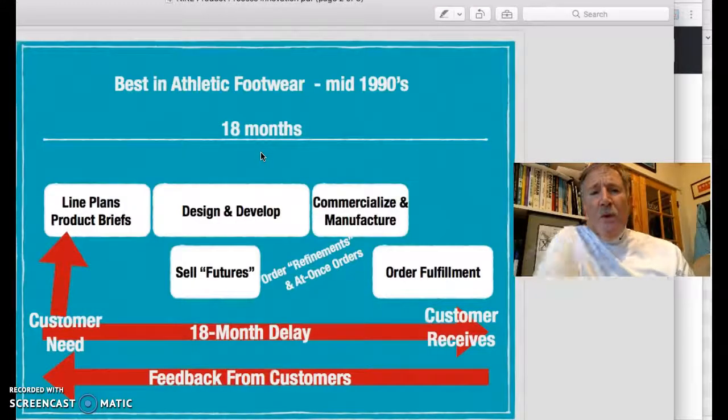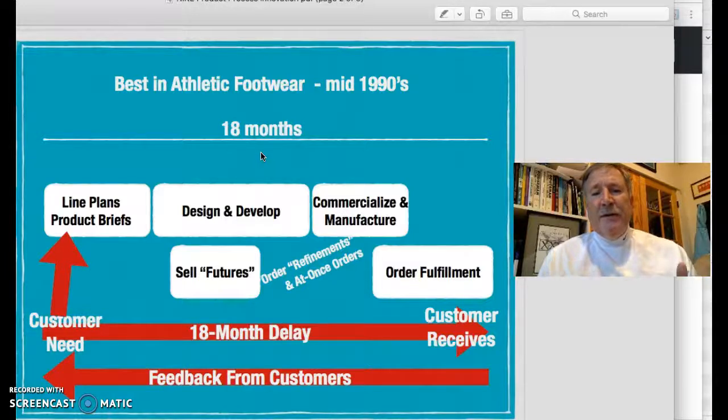So when we look at Nike in the mid-1990s, I know that was a long time ago, they were the best in the athletic footwear industry and by all accounts still hold that designation. But their product process was about an 18-month process. Let me see if I can explain in brief.